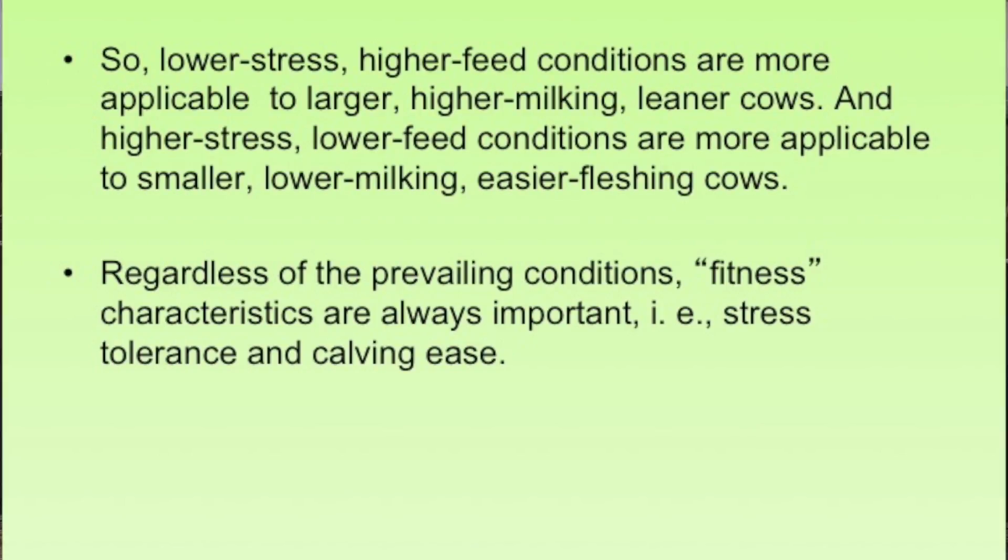Lower stress, higher feed conditions are more applicable to larger, higher milking cows. And higher stress, lower feed conditions are more applicable to smaller, lower milking, easy fleshing cows, like we saw there at the Spade Ranch. As we move east in Texas and get east of I-35, we will typically see larger, higher milking type cattle because of the higher feed conditions and more predictable weather patterns, rainfall patterns, and more predictable high quality forage. Regardless of the conditions, fitness characteristics are always important. So stress tolerance and calving ease is always something we look at and pay attention to.